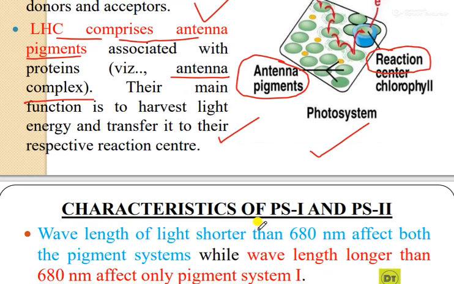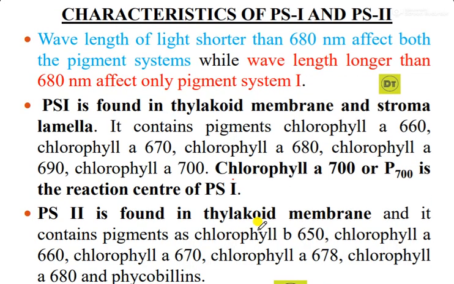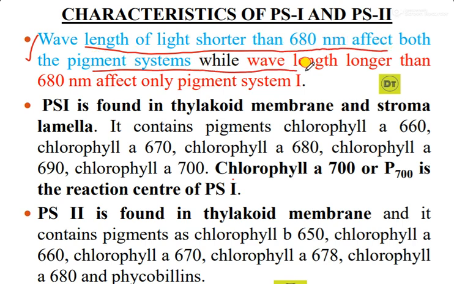Clear? I hope so. Now let us see the characteristics of pigment system 1 or photosystem 1 and pigment system 2 or photosystem 2. In short we call them PS. The first point is that wavelengths of light shorter than 680 nanometer affect both the pigment systems, while wavelengths longer than 680 nanometer affect only pigment system 1. The first point says that light wavelengths below 680 nanometer affect both pigment systems, but wavelengths above 680 nanometer affect only PS1.